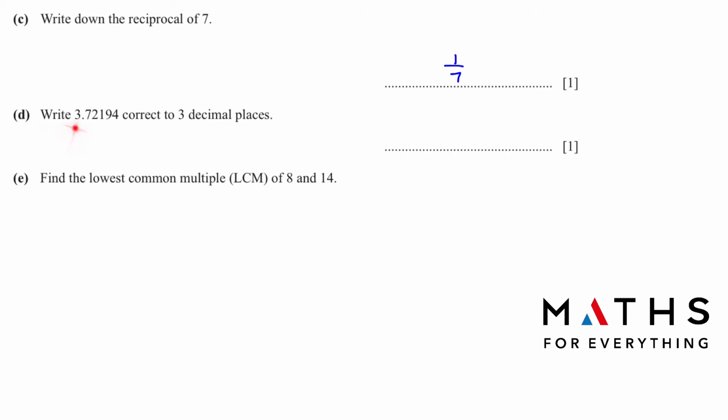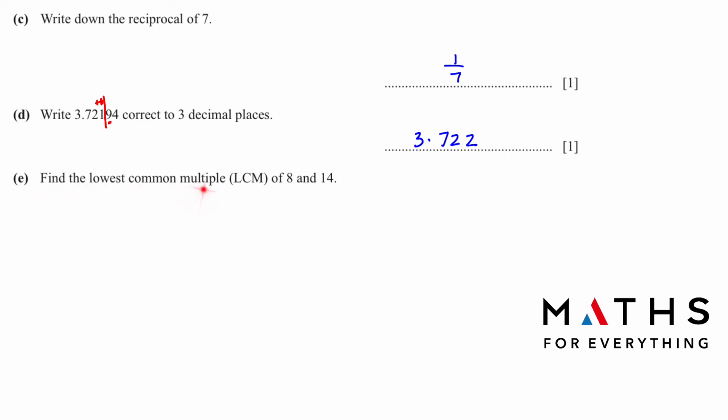Next, write 3.72194 correct to 3 decimal places. So we count the 3 decimal places, draw a line. The number after the line, if it is 5 or more, you add 1 to the number which is before the line. So what will we get? 3.72, 1 plus 1, 2.